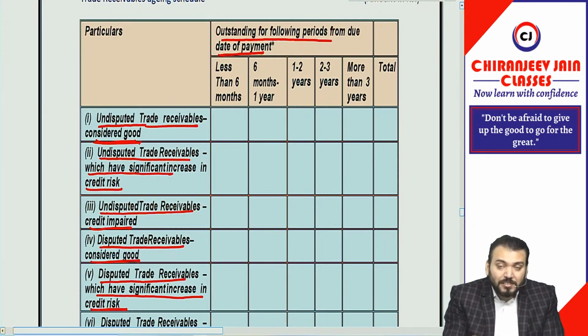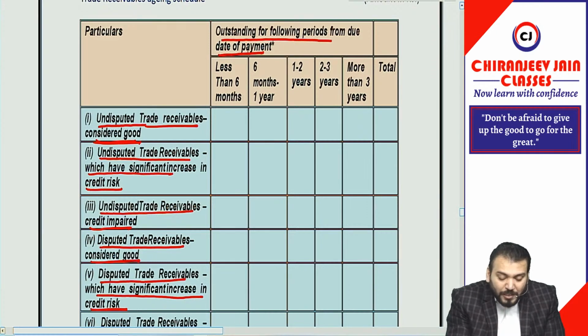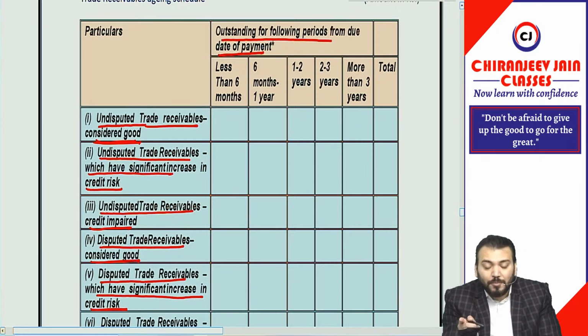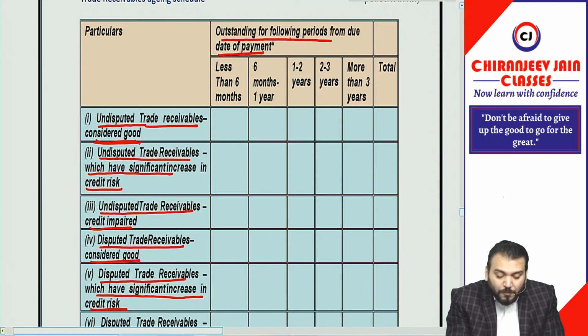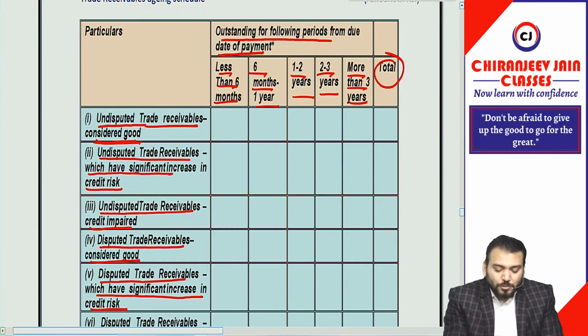Means what is the outstanding period? And the outstanding period will be calculated from the due date of payment. So less than 6 months, 6 months to 1 year, then 1 year to 2 year, then 2 year to 3 year, and then more than 3 year, then total. Understood? It means we need to classify it based on the aging.